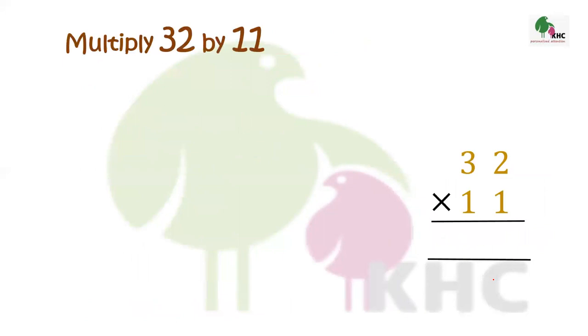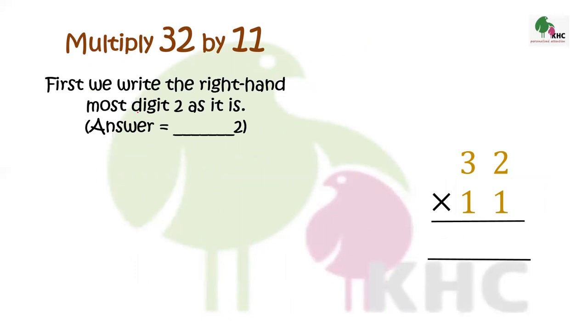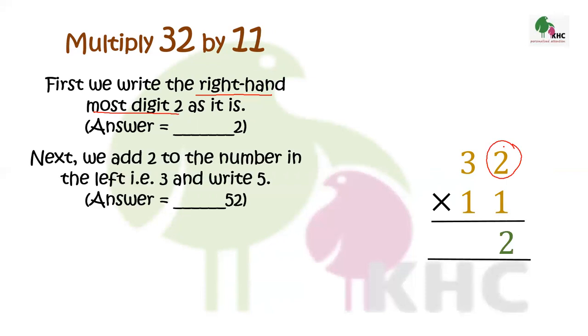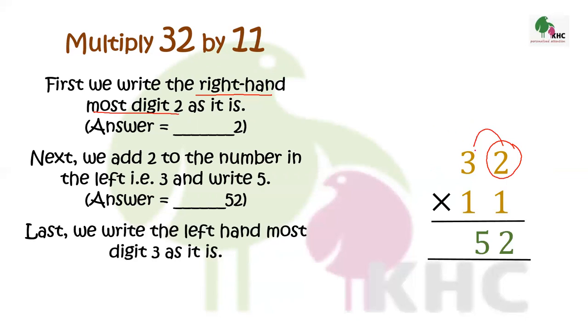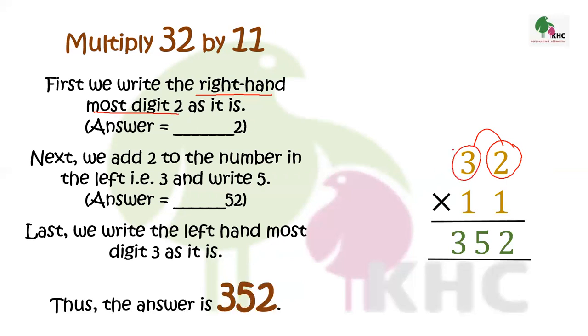Now, you already know the table of 11 maybe, but there is a technique by which you can quickly solve the answer. First, you write the right handmost digit as it is. So in 32, the right handmost digit is 2. So you write 2 as it is, and that is the first part of your answer. After that, you add 2 plus 3, that is 5. So 5 is the next digit. Last, 3, you write it as it is. The answer is complete. So that was so simple.